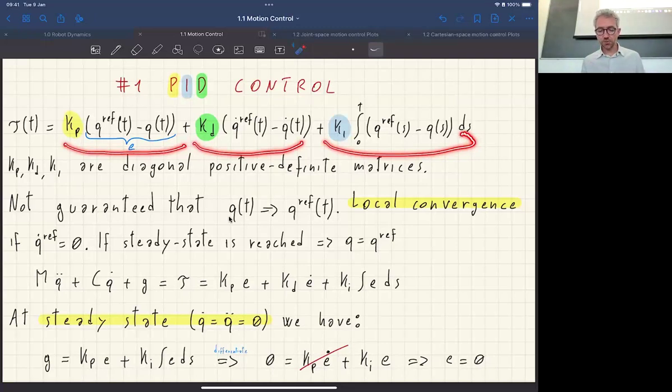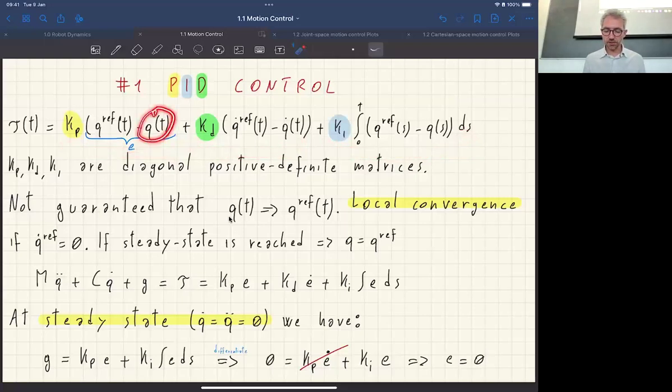So the only thing you need to do is to measure your state, so you need to measure Q and Q dot. Then you compute the error between the reference joint angle and the measured joint angle. That gives you the error E. You compute the velocity error, which is the difference between the reference joint velocities and the measured or estimated joint velocities. And you also compute the integral of the error. So every time you compute the error, you basically sum it up to the quantity you had before.